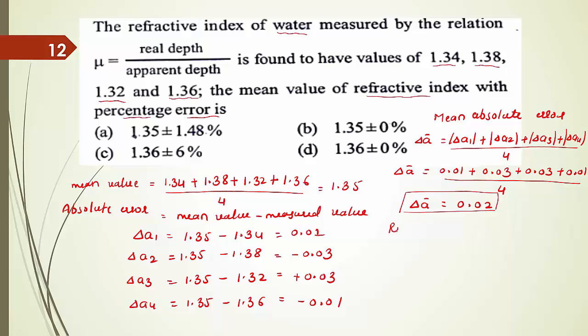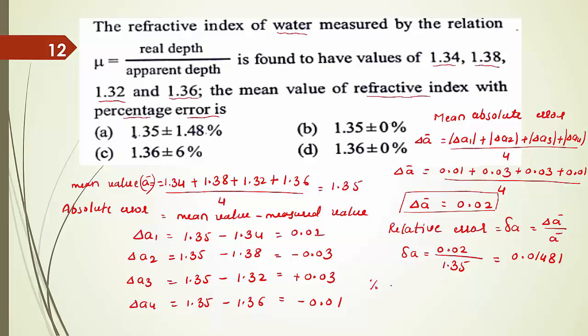Now we can find relative error. How to find relative error? Relative error is denoted by delta A is equal to delta A bar divided by A bar. Delta A bar is what? Mean absolute error. A bar is what? A bar means mean value. Right? So now we can write delta A equal to delta A bar, we got 0.02, divided by A bar. Mean value is 1.35. So we will get after calculation 0.01481. This is relative error.